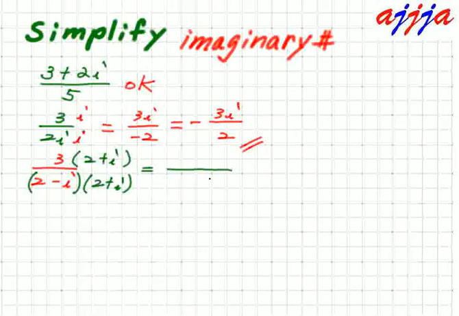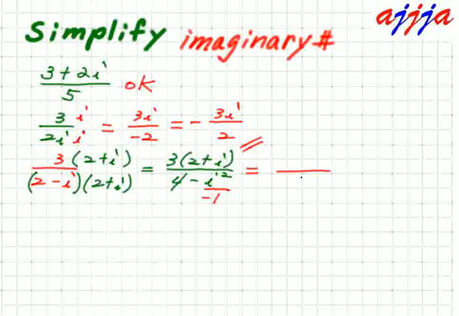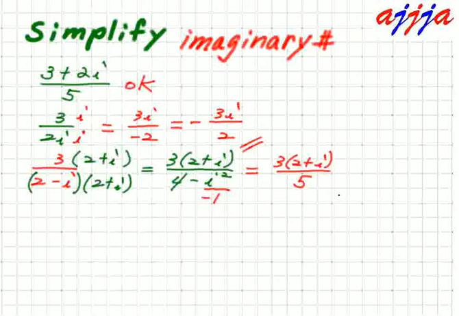So the bottom is going to be 2 times 2 is 4, minus i times i, which is i squared. Now the top is 3 times 2 plus i. So what was i squared? That's right, that was negative 1. Think about it. So this portion right here is negative 1, and negative 1 makes a positive 1. That's why the bottom is going to be 5. Then 3 times 2 plus i. Whoa, very clean.